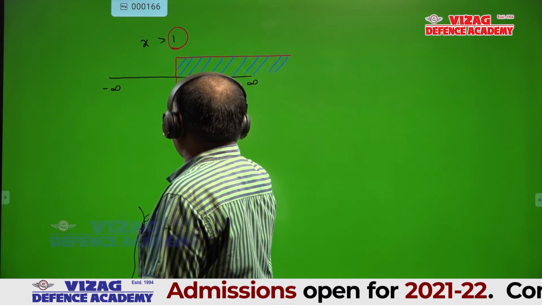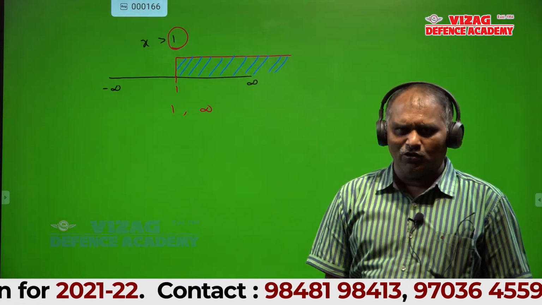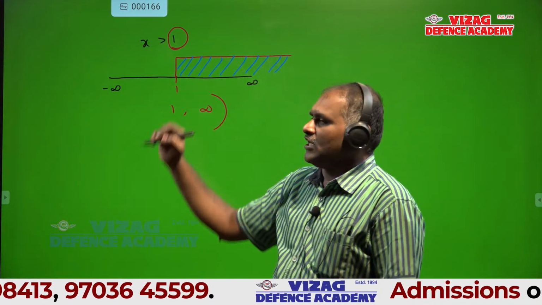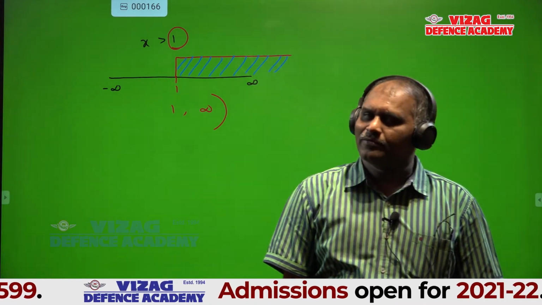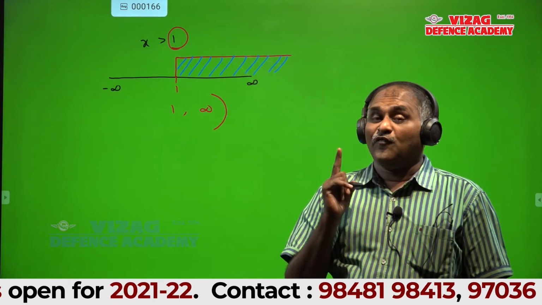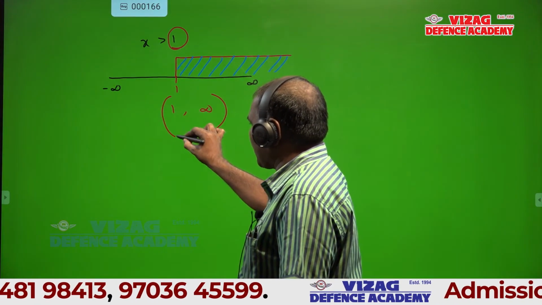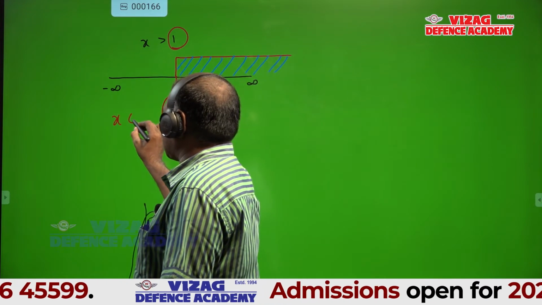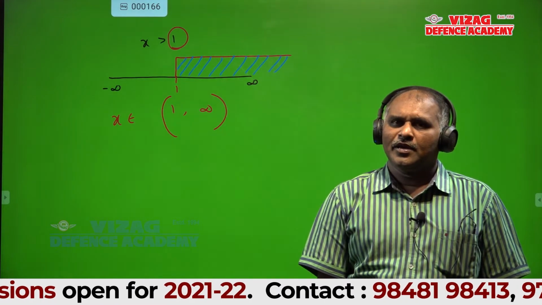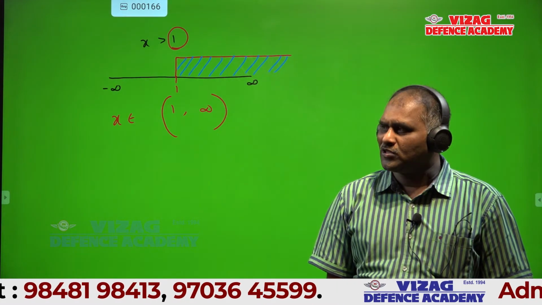1 and the last one, infinity. Infinity means you cannot find out that value, that's why it is always an open bracket. But here, is the equal to sign there or not? Not there. When the equal to sign is not there, the number is also written with an open bracket. This is called x belongs to. Any doubt? Anyone having doubt?